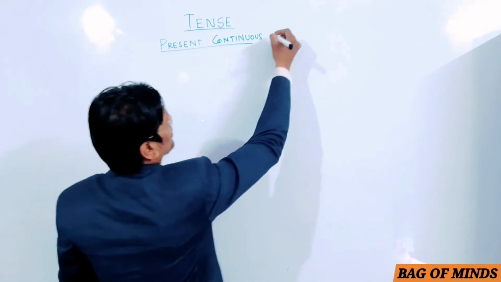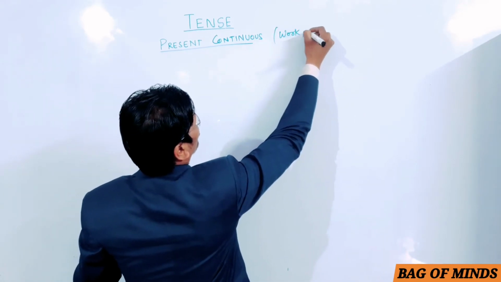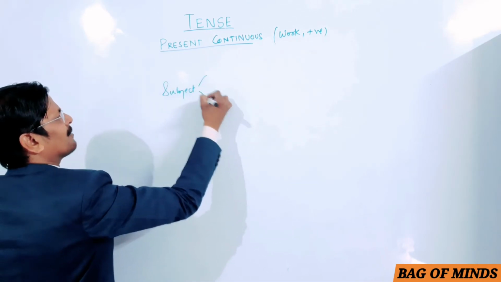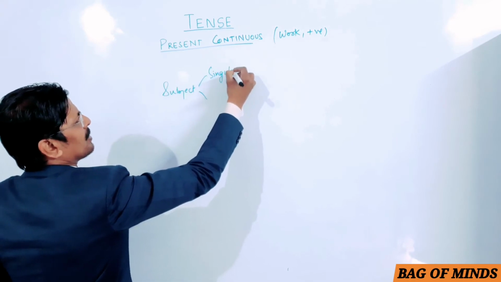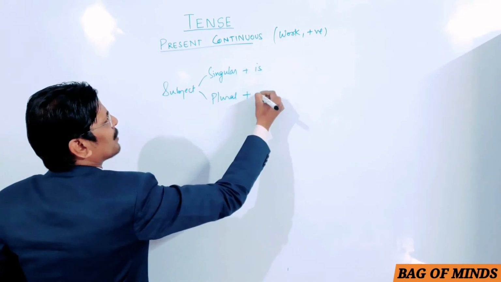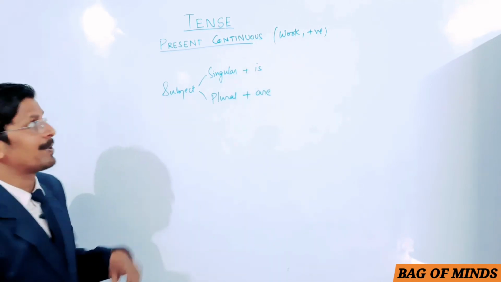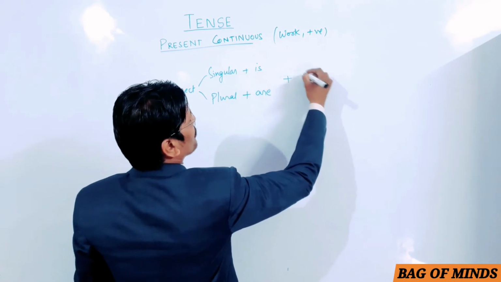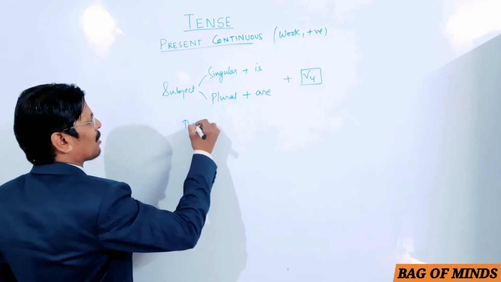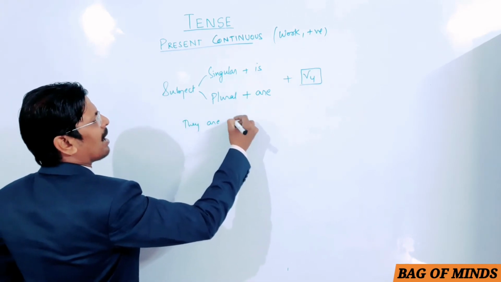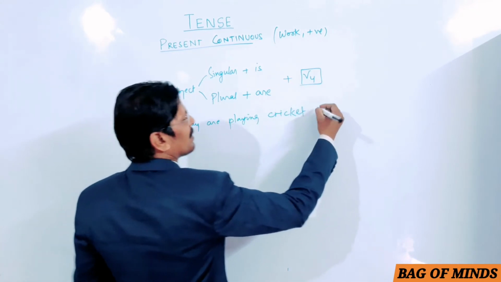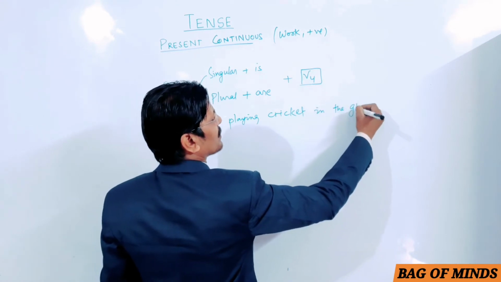Let's move ahead. Present continuous, we will start with work, first positive. So my subject, again division, singular, and second one is plural. With singular I will use is, with plural I will use are. Please be very particular, and after that I will use V4. This is the most important thing, V4 form of the verb. Like very common example, they plural subject, so they are playing cricket in the field or in the ground.